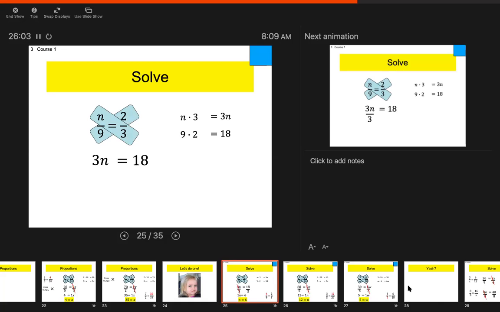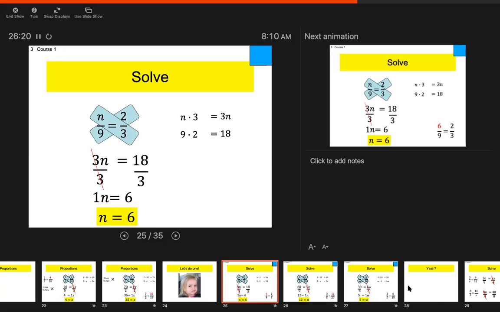What's attached to n? How do you get rid of it? It's the same thing each and every time. We divide by 3. 18 divided by 3 is 6. The 3's cancel, and we're left with n equals 6.